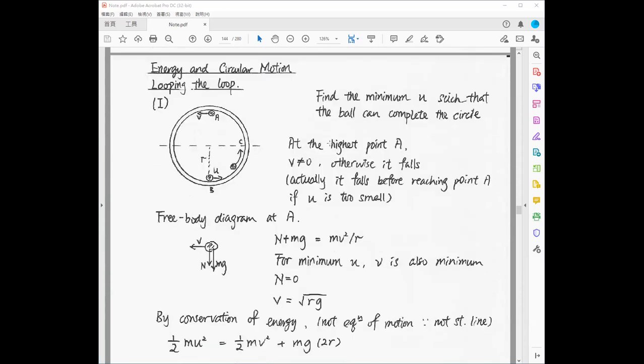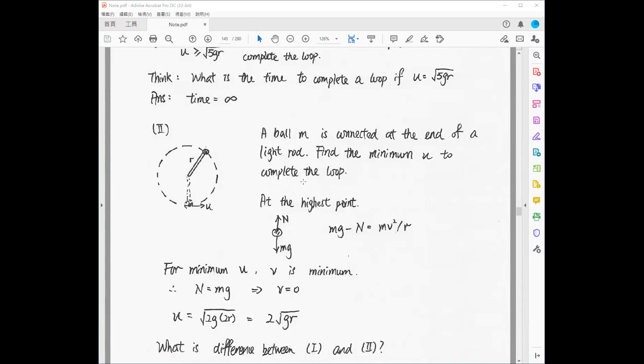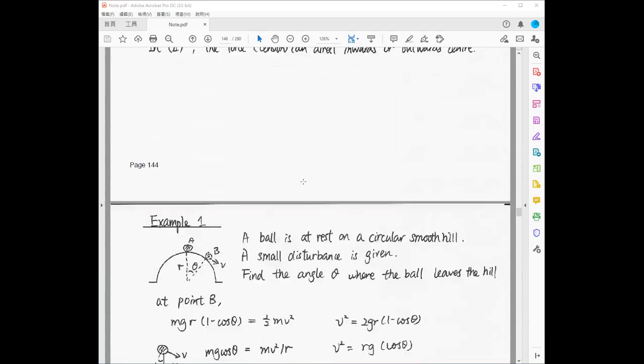We haven't talked about it. We haven't talked about circular motion, is it? If not, let's skip it first.